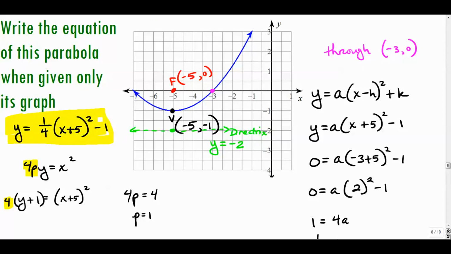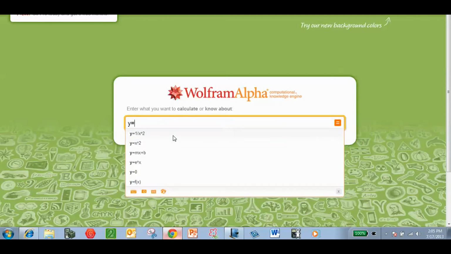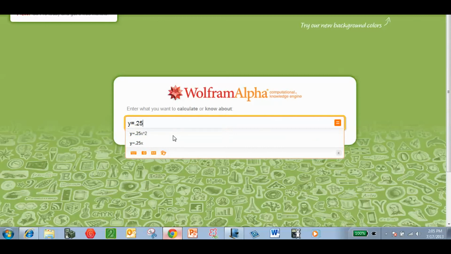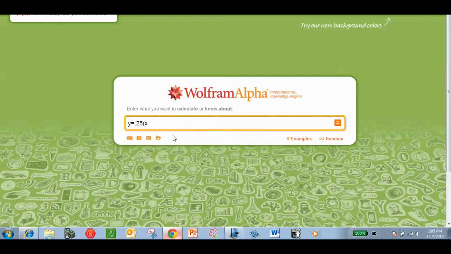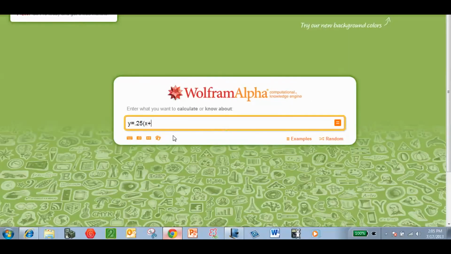We're going to go to wolframalpha.com. I'm going to type in that parabola right there, 1/4 quantity x plus 5 squared minus 1. So I'm just going to type it in here. Y is equal to 1/4. I'll type it in as a decimal. Quantity x plus 5, quantity squared, and it was -1. And I'm going to ask for the focus. We'll see what comes up here.